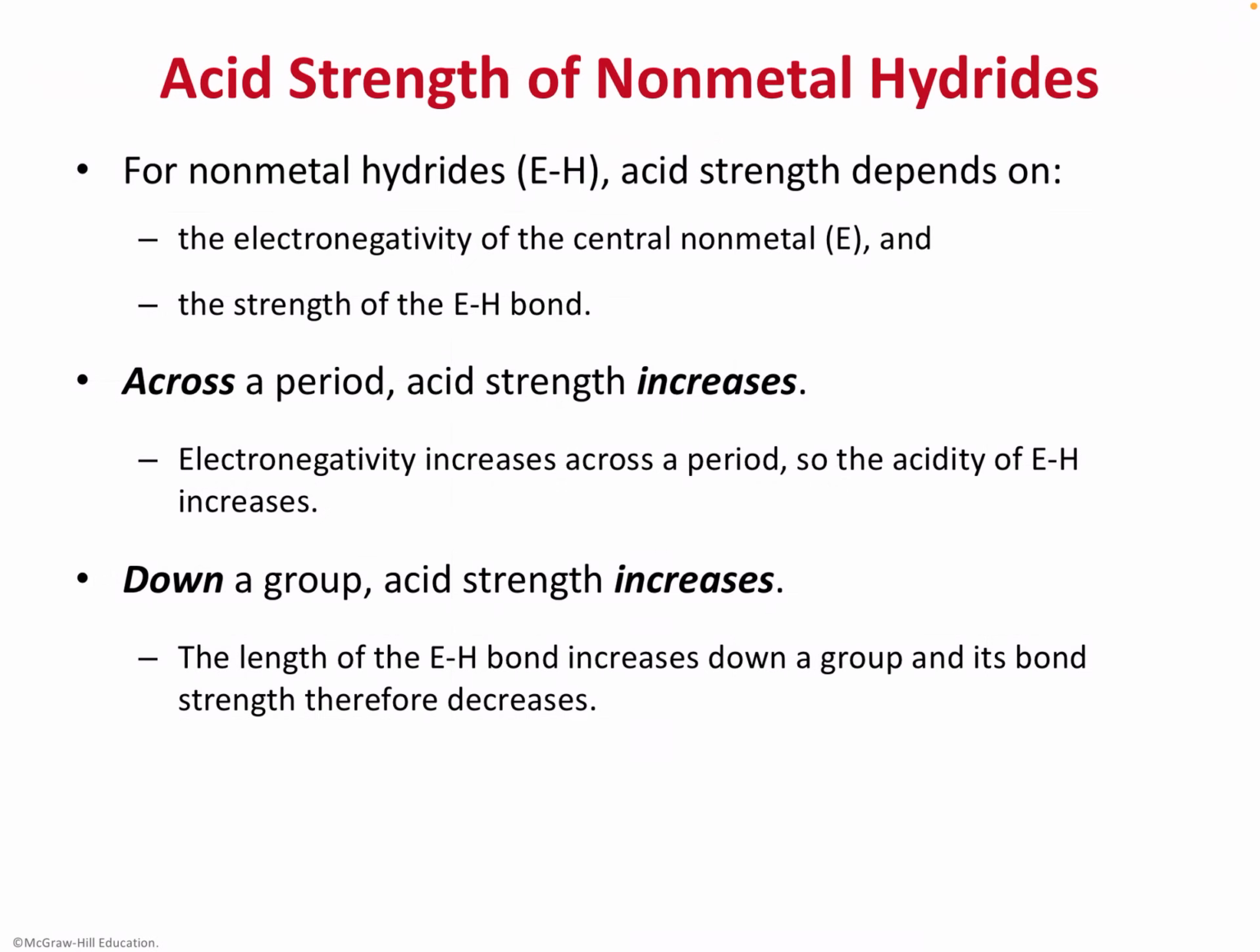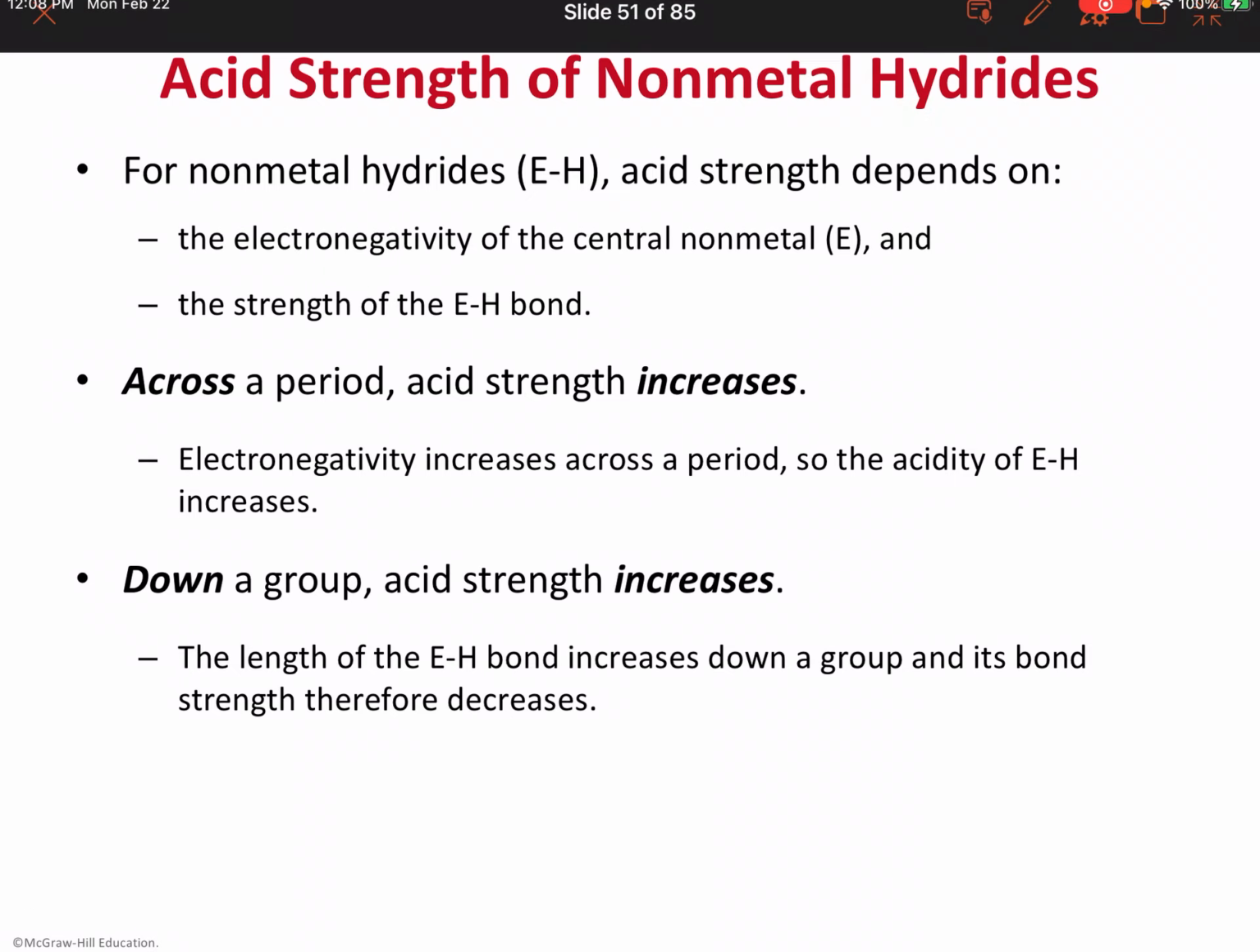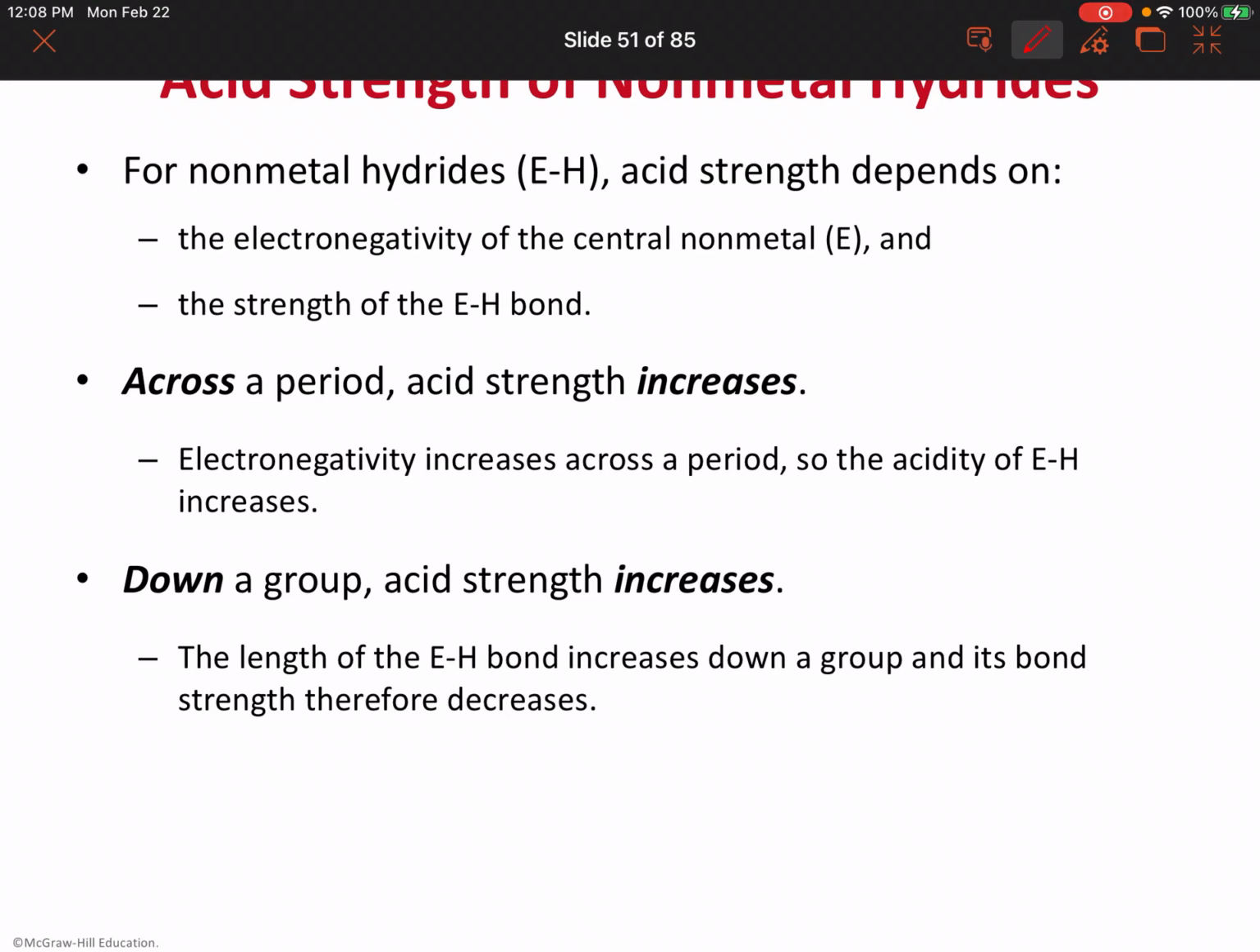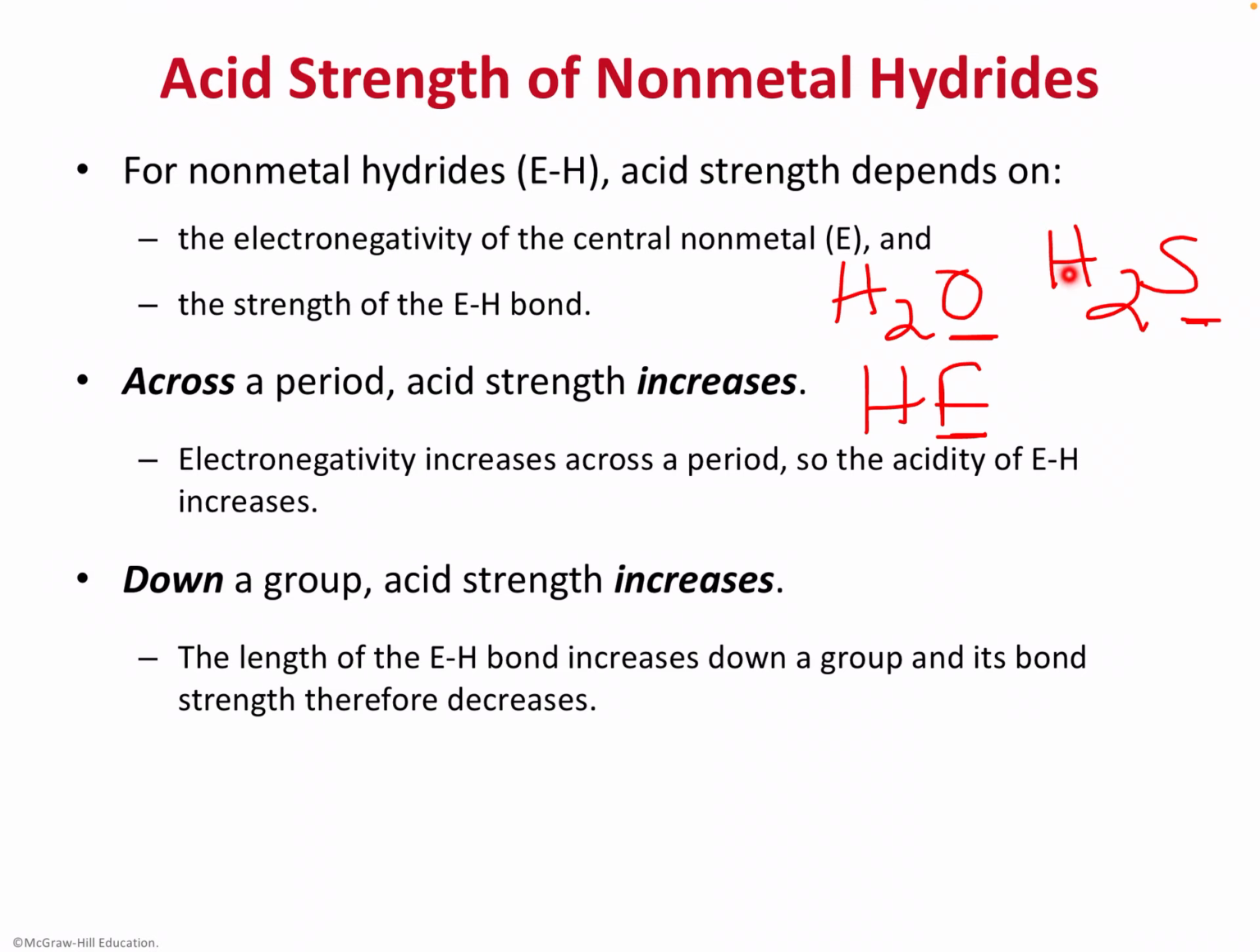Now we're going to look at another category of acids, called non-metal hydrides. So what are these non-metal hydrides? They are like H2S, or H2O, or hydrogen fluoride, HF. Remember, oxygen, sulfur, fluorine are all non-metals, and with the hydrogens they can form acids. So now we're going to compare acid strengths of non-metal hydrides.